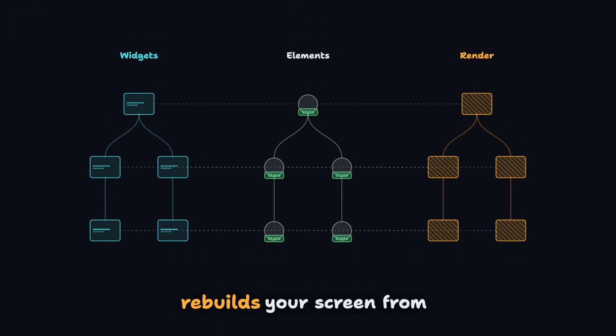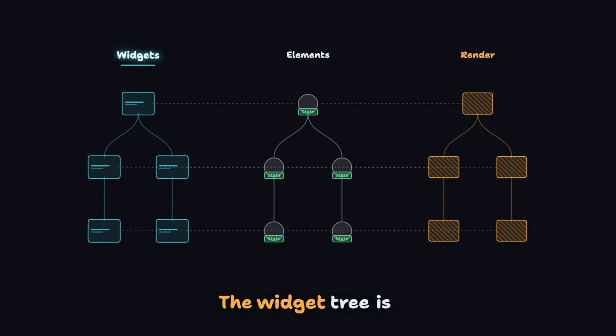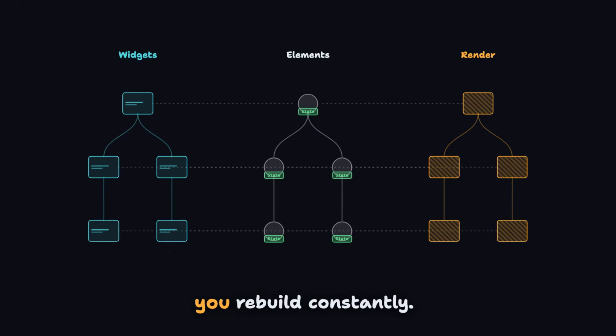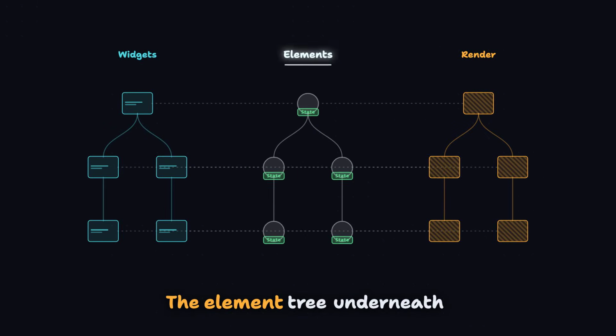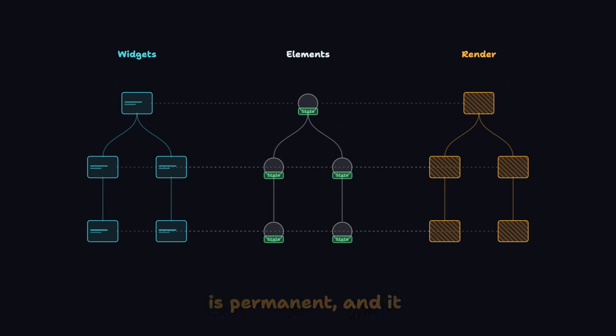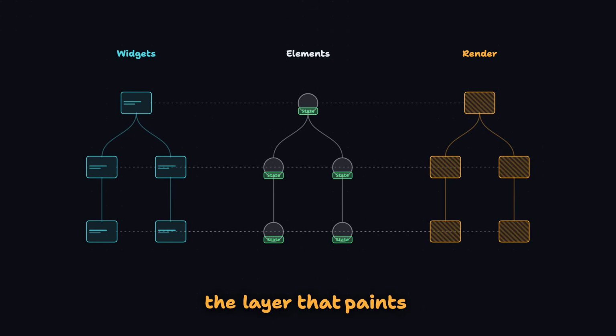Flutter never rebuilds your screen from scratch. It keeps 3 separate trees. The widget tree is the cheap blueprint you rebuild constantly. The element tree underneath is permanent, and it is where your state actually lives. The render tree is the layer that paints the pixels.